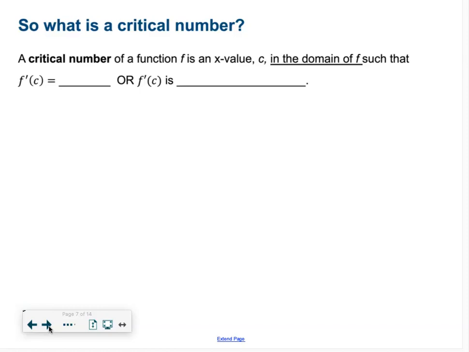Critical numbers are also called critical points. They're also called critical values. Whenever you see critical number, critical point, critical value, it means basically the same thing. So a critical number is an x value in the domain of the function. Everyone always ignores that. It's really important. It's an x value in the domain of the function where f prime, where the derivative, is either equal to something or is something. So I'll give you a minute to write.